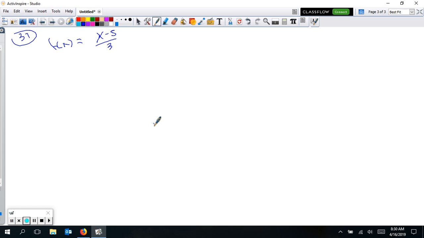So we want to find the inverse of this thing first, which we need to realize that the f of x, again, is our y. So that is our y right there. And again, this is where we switch and solve. We're going to switch x and y, and then we solve for y. Switch and solve. So if we're switching, we're going to say x is equal to y minus 5 over 3.